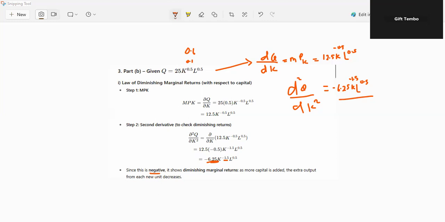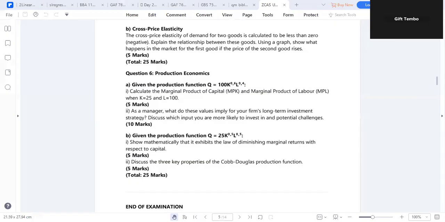So my homework for you is to do question number 6, which we have just been working through. Please do it religiously. Is that okay?